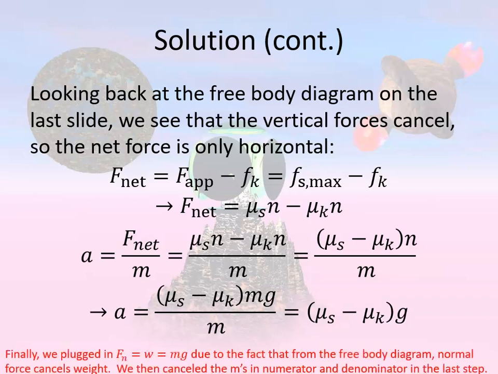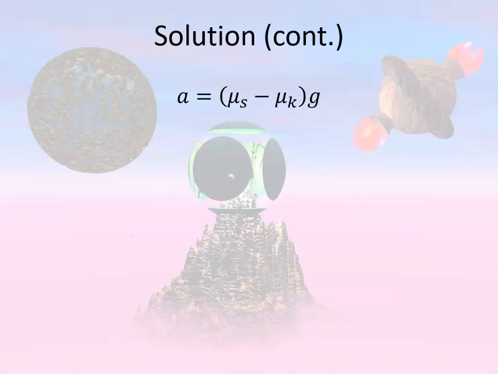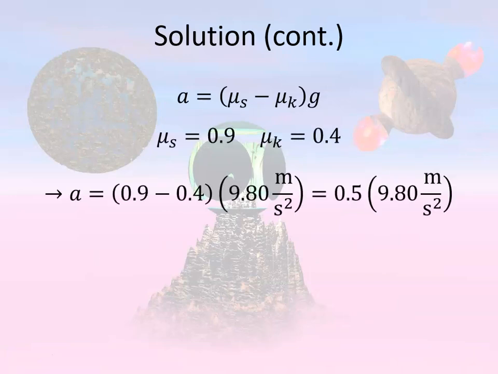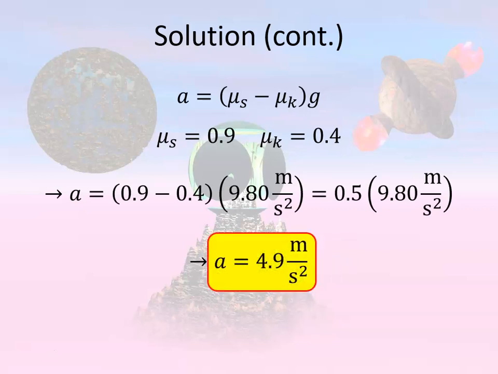So then, now that we have our equation, we're ready to plug in numbers. Mu sub s is 0.9, mu sub k is 0.4, and upon doing that, we get that the object's instantaneous acceleration is 4.9 meters per square second. And it's going to accelerate at that rate until we let up on how much force we're using to try to dislodge the object, now that it's already moving.